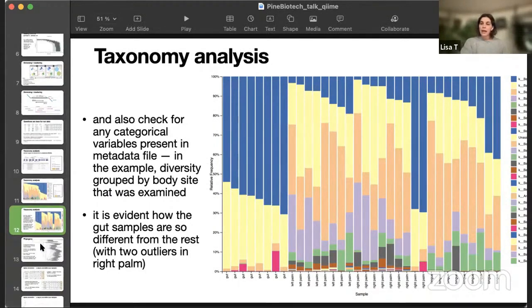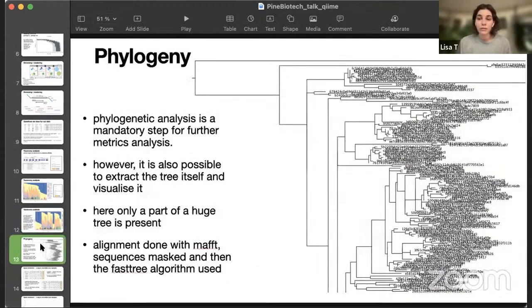So after taxonomy analysis, we go on to the phylogenetic tree. This will show how similar our representative sequences are, and it starts from multiple sequence alignment, and then there are a few algorithms available to build the tree, FastTree and IQ-TREE. This is mainly used for core metrics, but you can also extract the tree and visualize it in, for example, FigTree or any other tool that helps visualize phylogenetic tree files.